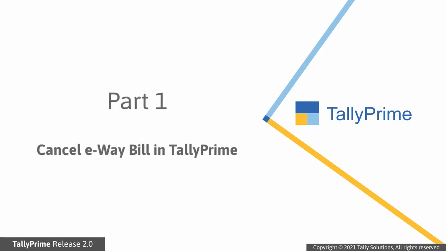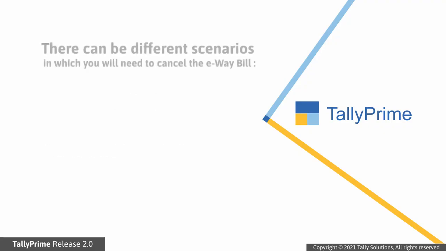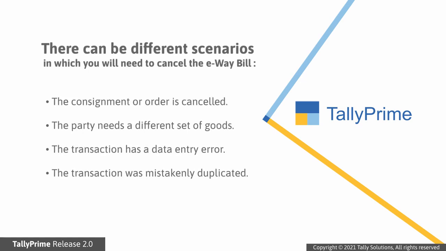Let's first learn how to cancel an e-way bill in Tally Prime. There can be a scenario that a consignment is cancelled or you need to send a different set of stock items. Furthermore, there may also be a data entry error in the transaction, or it may be possible that the voucher was mistakenly duplicated. In such cases, let's see how to cancel e-way bill.